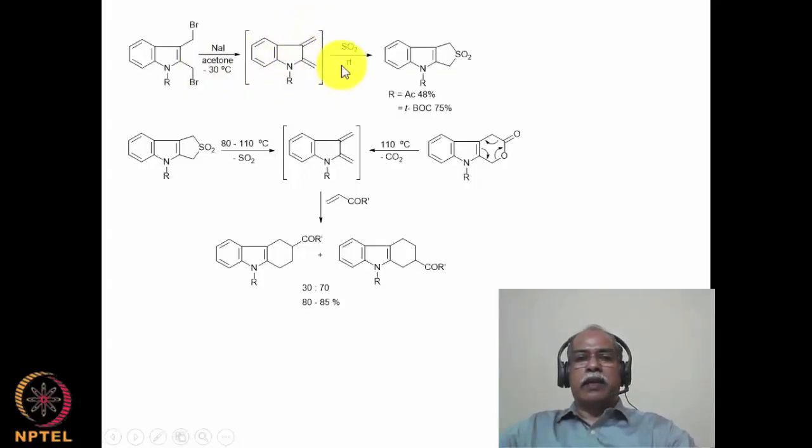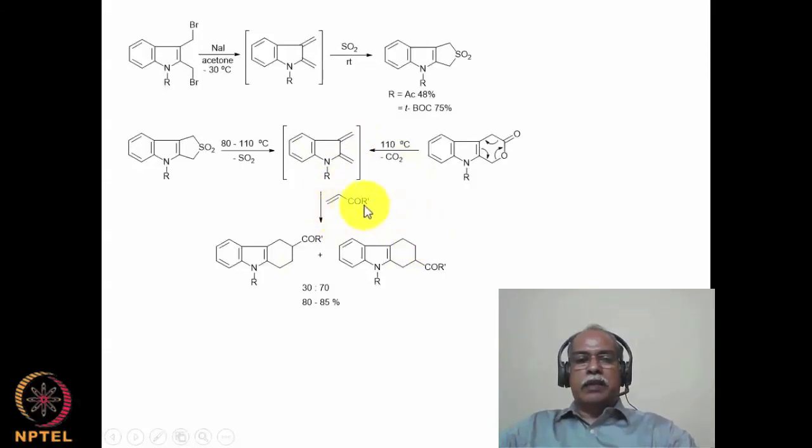In the presence of sulfur dioxide, it is trapped at minus 30 degrees, for example, resulting in the formation of the sulfoline, which is fused to the indole kind of derivative. This can be used to regenerate the orthoquinodimethane derivative by simply heating. So this is kind of storing this reactive intermediate in a sulfoline form. As and when it is needed, this sulfoline can be taken and heated to form the intermediate which was originally produced.